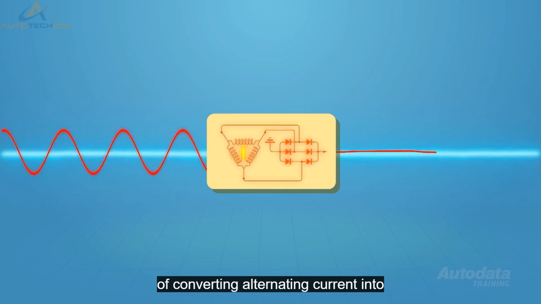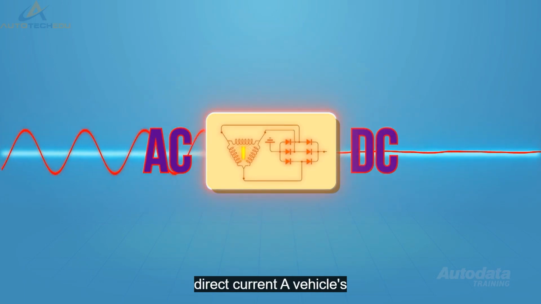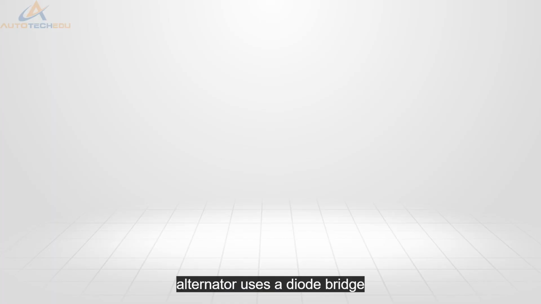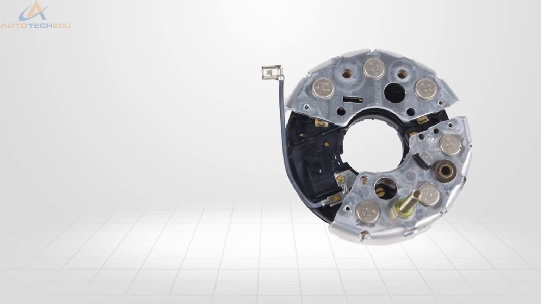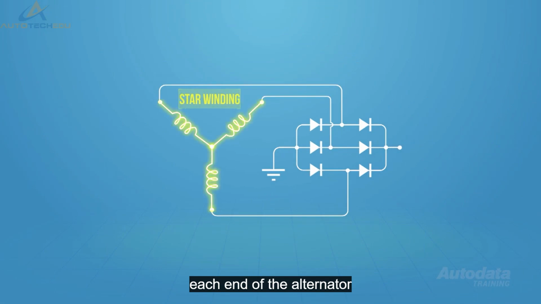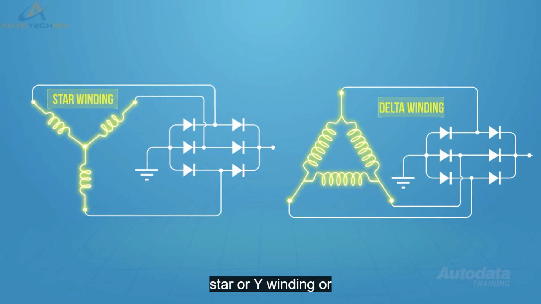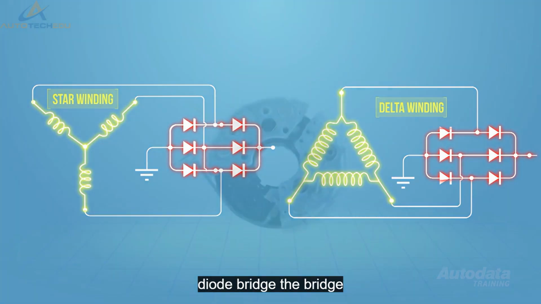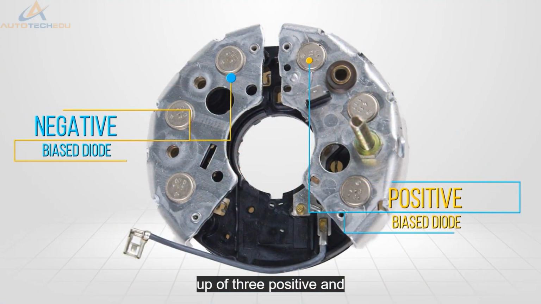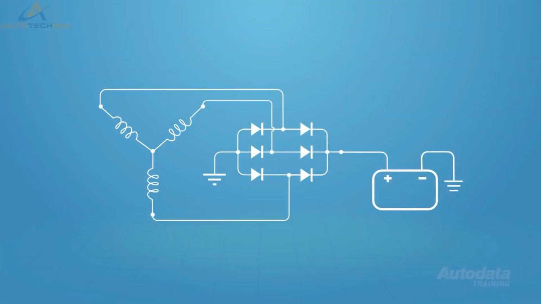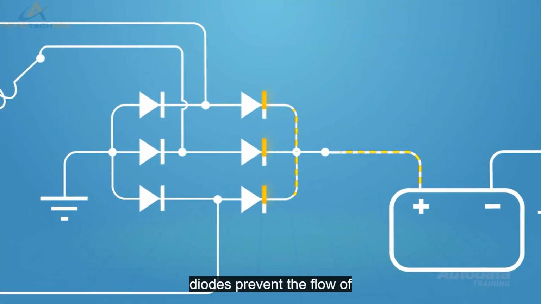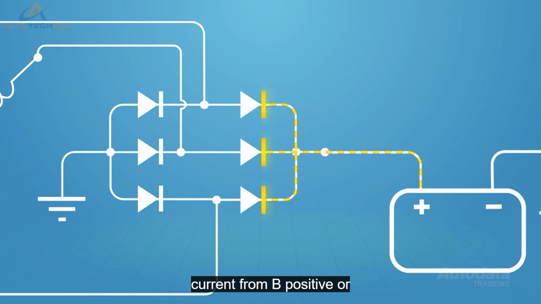Rectification is the process of converting alternating current into direct current. A vehicle's alternator uses a diode bridge to perform this task. Each end of the alternator's star or Y winding, or each junction of a delta winding, is attached to the diode bridge. The bridge in conventional alternators is made up of 3 positive and 3 negative biased diodes, so each phase winding uses 1 pair. The 3 positive biased diodes prevent the flow of current from B positive or the vehicle's battery to ground.